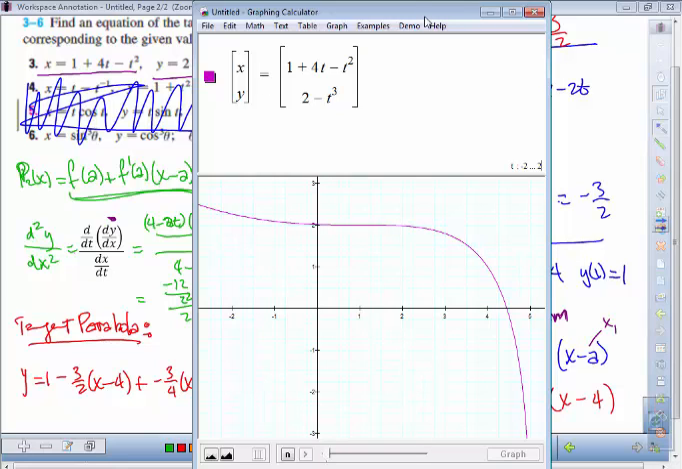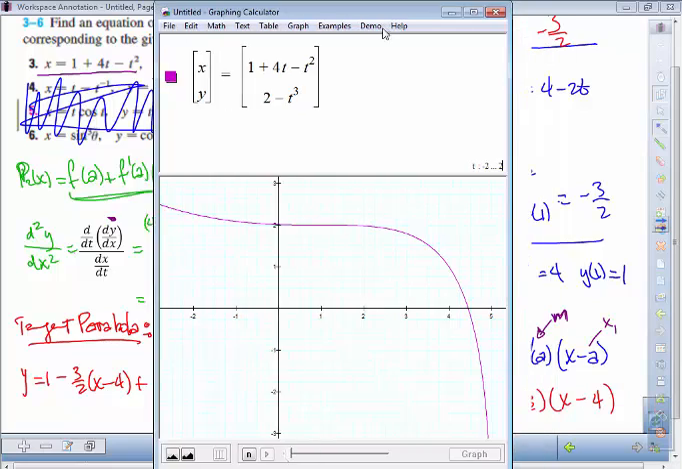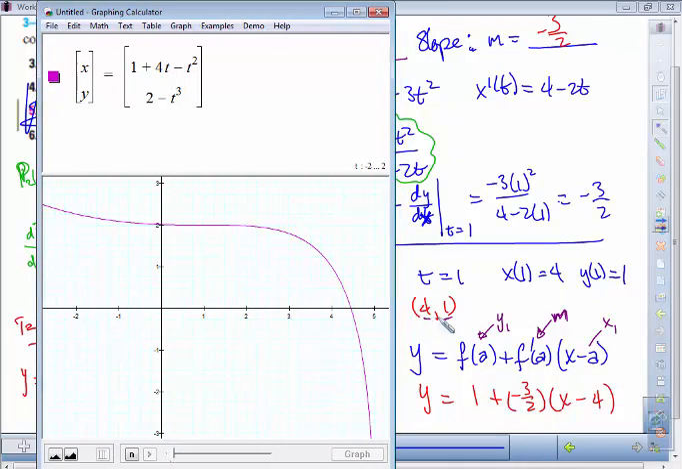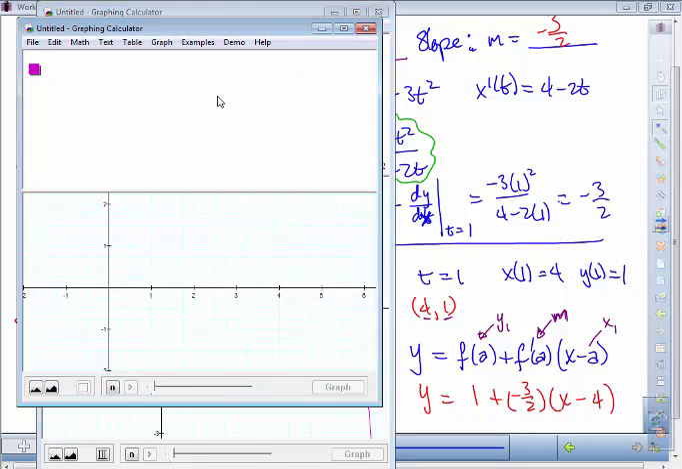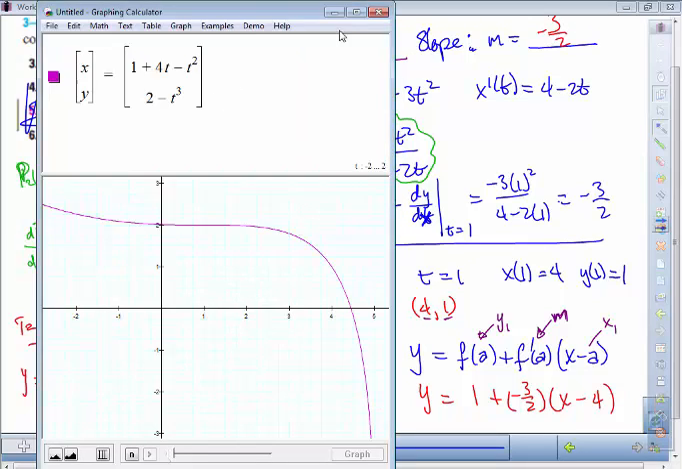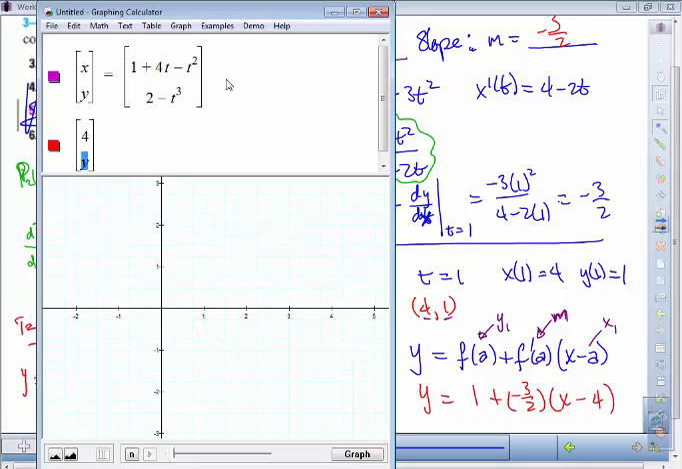I want to be at the point when t is equal to 1. And when t is equal to 1, you're at the point (4, 1). So let's identify that point here. That's (4, 1). So when t is equal to 1, I would be sitting at this point. If I graph this line over here, I should see that line being tangent at this point. So let's take a look.